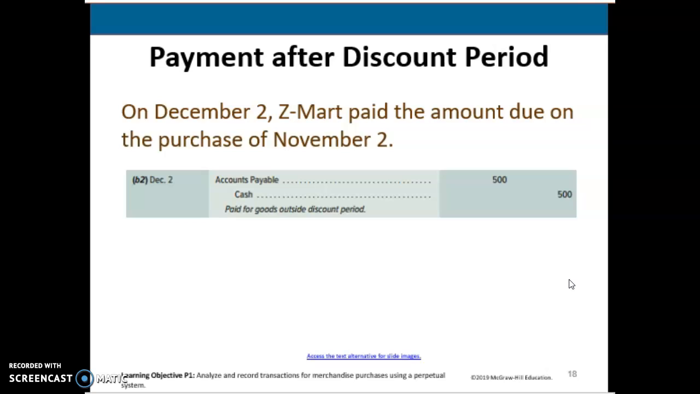All right, if we don't pay it by the discount period, so if we didn't pay it within that 10 days and we wanted to pay it within 30 days, that's okay. We just don't get that 2% discount. So in that case, we will be debiting accounts payable and we will be crediting cash for the full amount, that full $500.